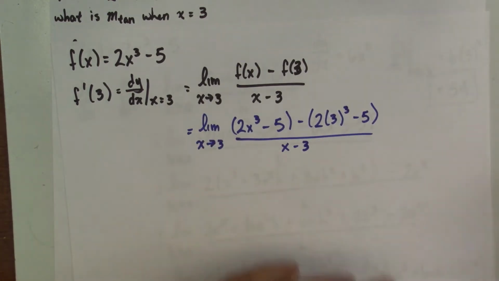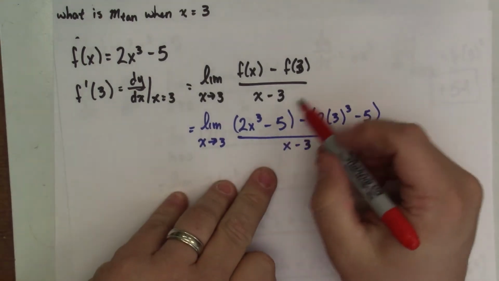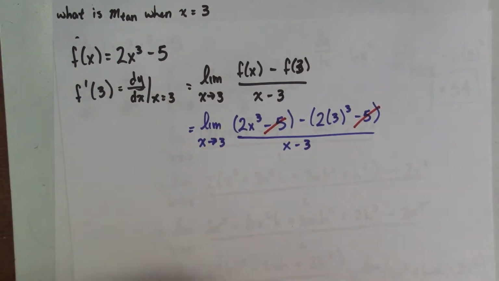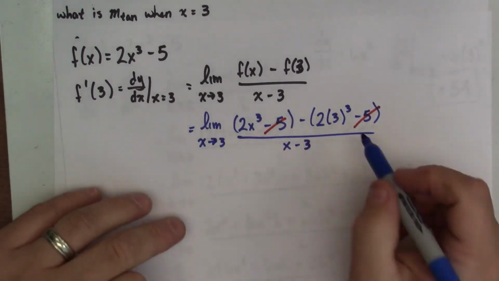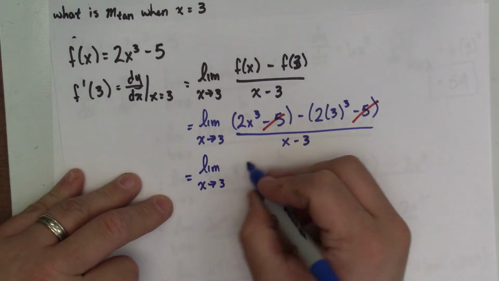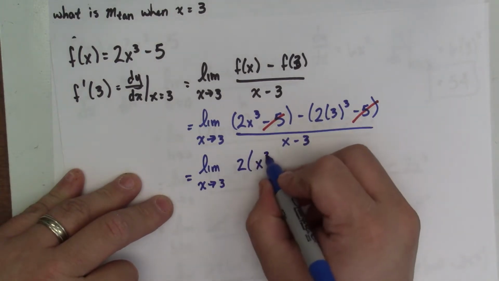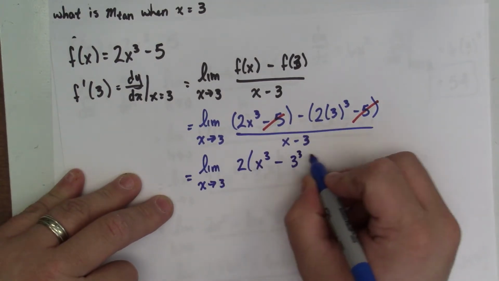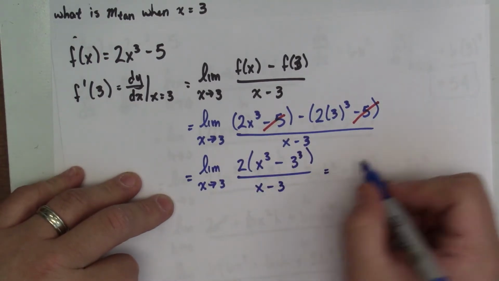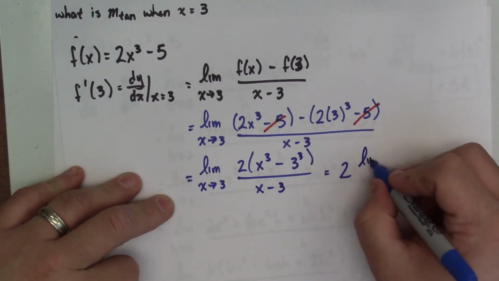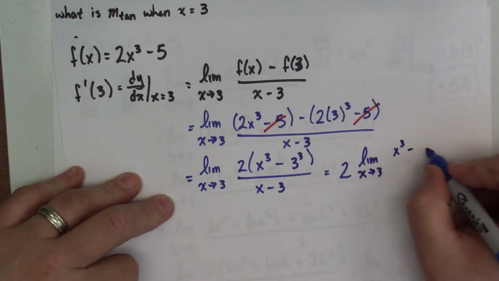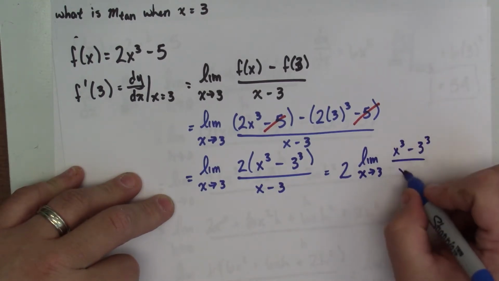Now, we're going to notice once again, like we did in the last one, I've got minus 5 minus minus 5. Those are 0. And as I rewrite this, I'm actually going to factor out a 2 off of the top, because both of them are multiplied by a 2. So that's 2 times x cubed minus 3 cubed over x minus 3. And I can actually use my laws of limits to say that that is double the limit as x goes to 3 of x cubed minus 3 cubed over x minus 3.